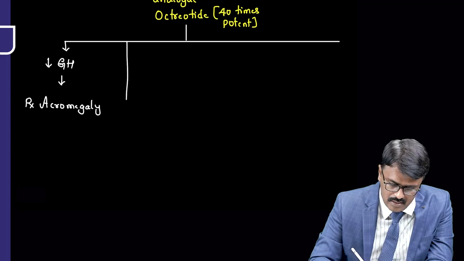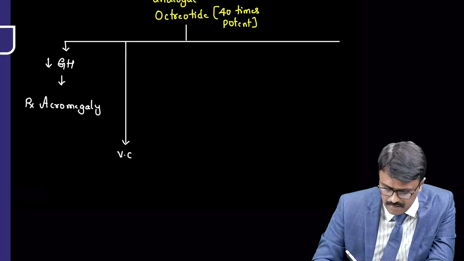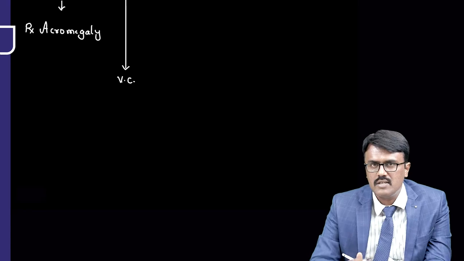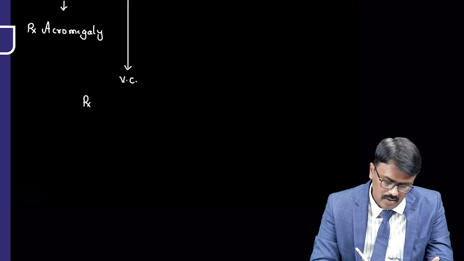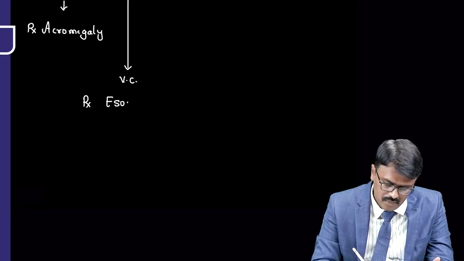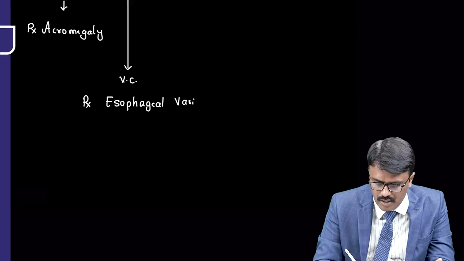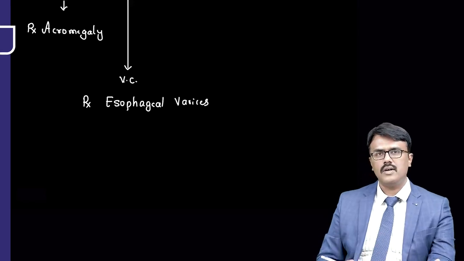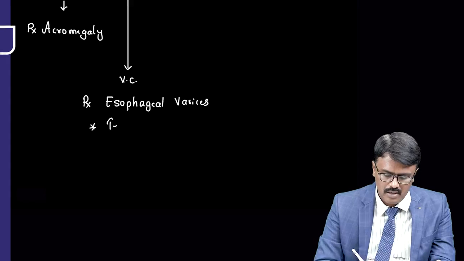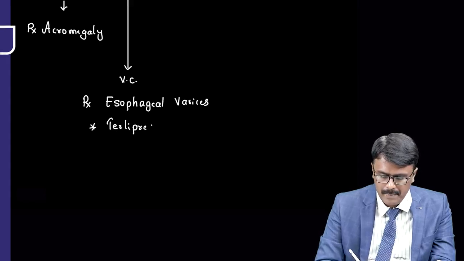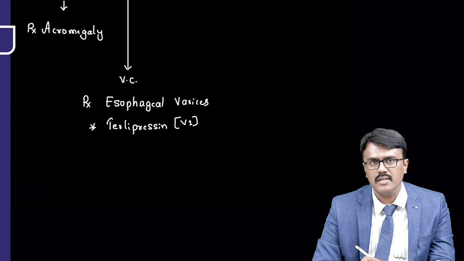Second important thing, understand somatostatin can cause vasoconstriction. Because it causes vasoconstriction, we use it in a condition where there is vasodilation, and the condition is called esophageal varices. We use the drug octreotide. Can you tell me other drugs used for this? We use another drug called terlipressin. Terlipressin is a V1 selective drug used for esophageal varices.